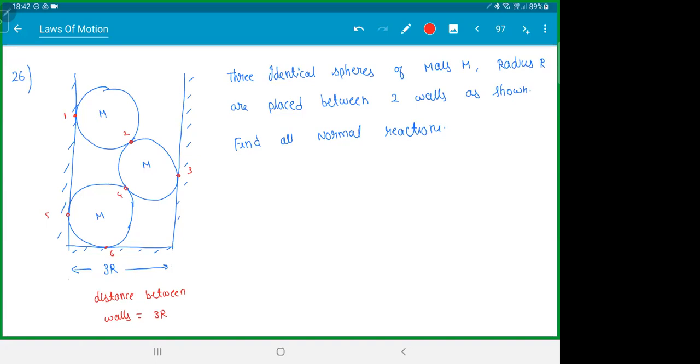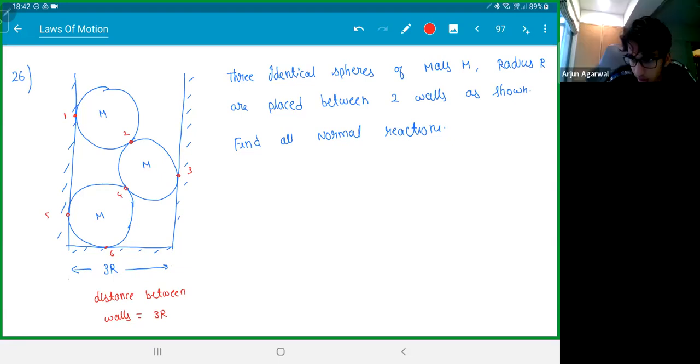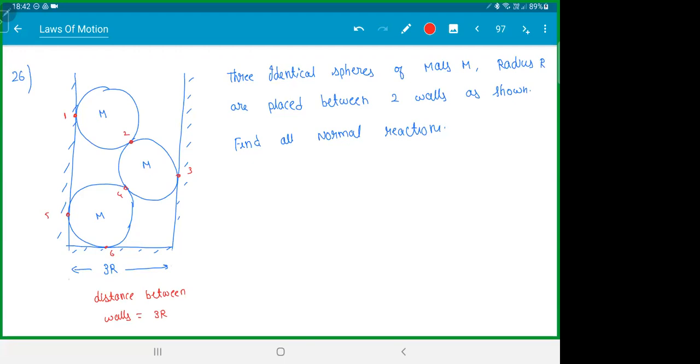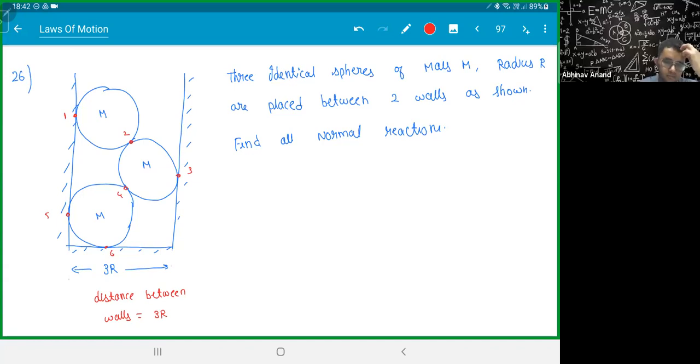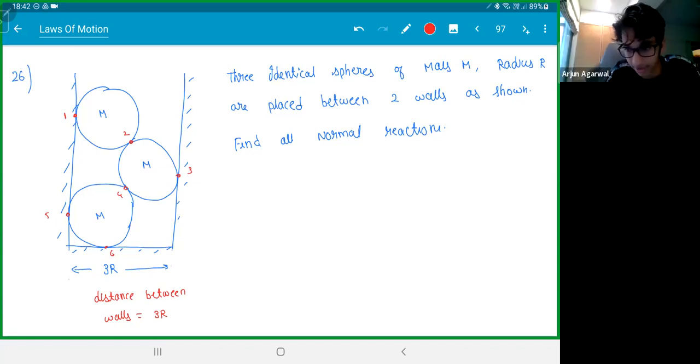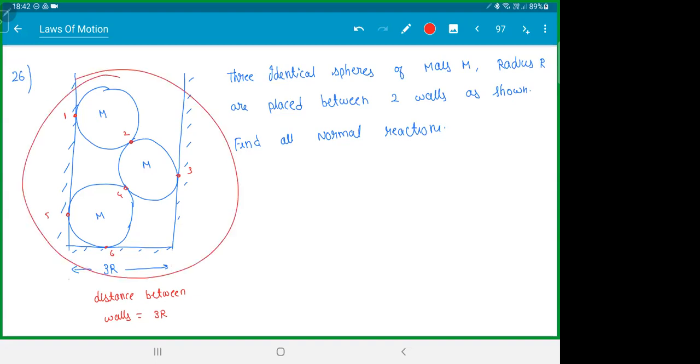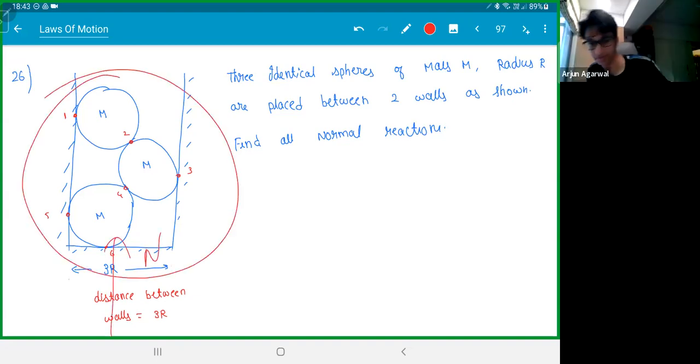N1 might be right. We'll have to see. Now listen to one thing. Among all the 6 points, there is one point where you can just see and tell the answer. Which one is that? The 6th point. What's the answer? Is it equal to the weight of the ball? Which ball? The bottom one. No, you're mixing up. It is the weight of all the balls, isn't it? All the 3 balls, sorry. Are you getting it?